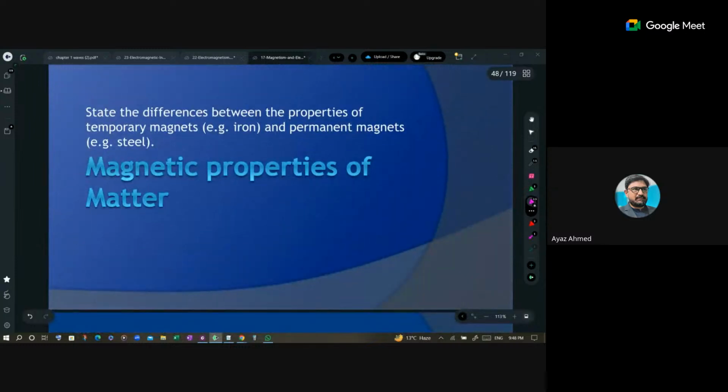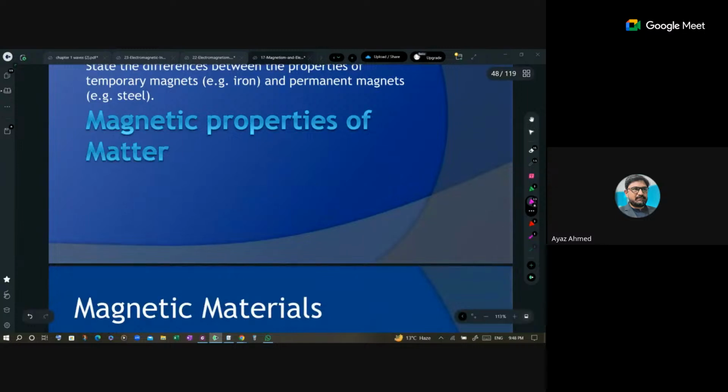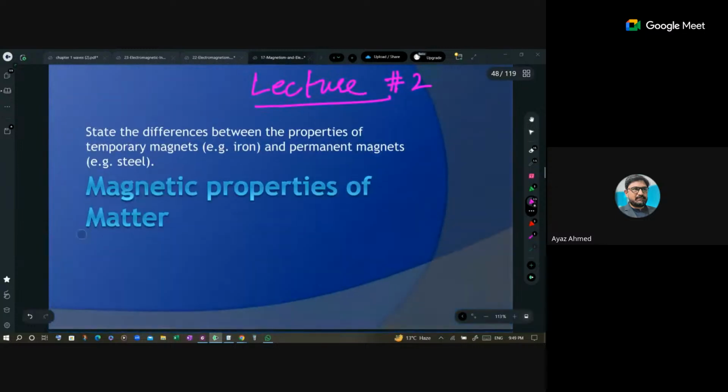Now we have the second lecture. It is lecture 2 of that lesson. The first one was lecture 1. Let's have this as lecture 2. State the difference between the properties of temporary magnets, permanent magnets, and magnetic material. This topic leads us to where we have to use iron and where we have to use steel.